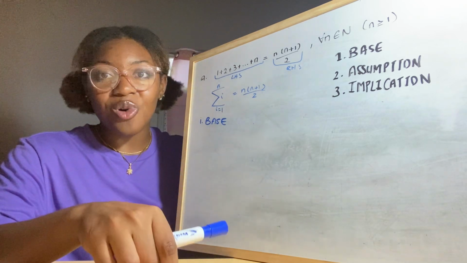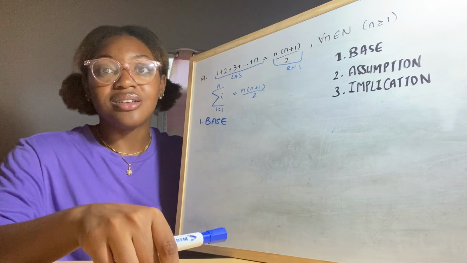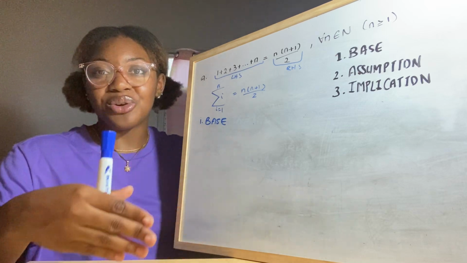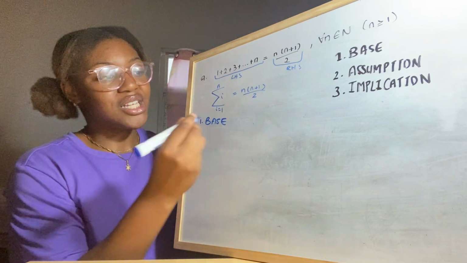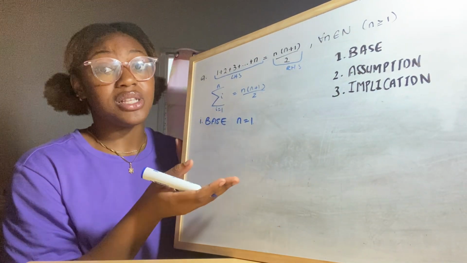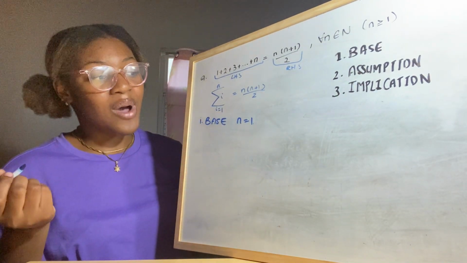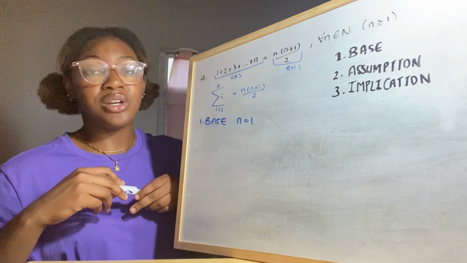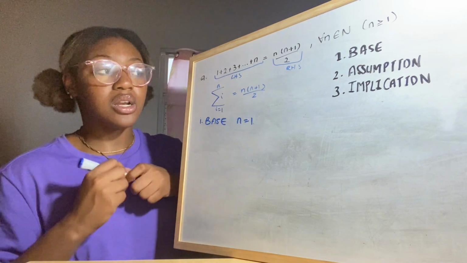Because we're starting from 1, that's our base case, and that's what we'd have to show is true. So our base case would be where n is equal to 1, because 1 is our starting point. So now that we have that, wherever we say n, we're going to put 1.